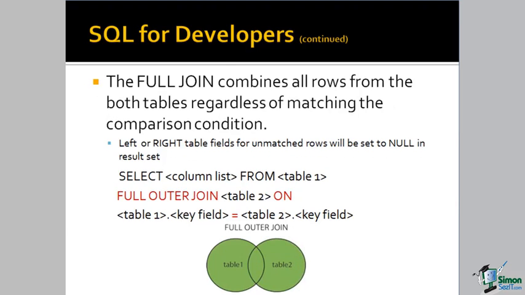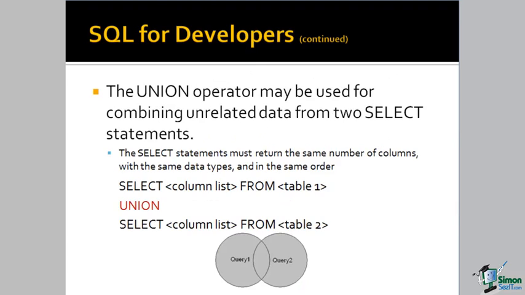The full outer join is a complete combination of all of the values from both tables. The requirement for using any type of join is that there exists common data between the two tables.